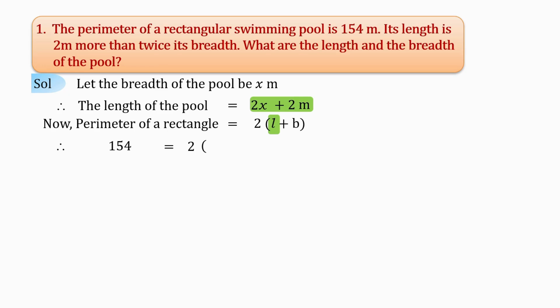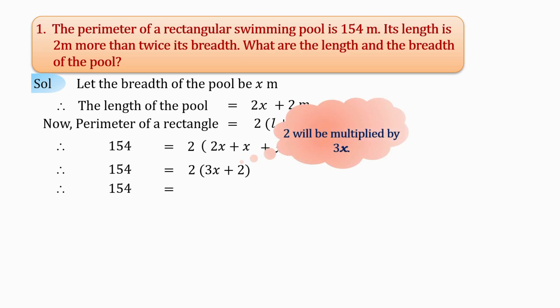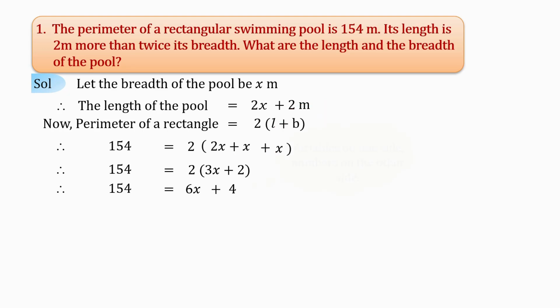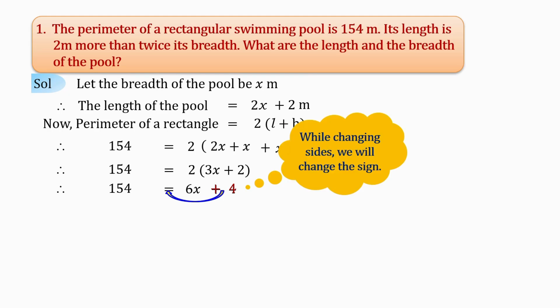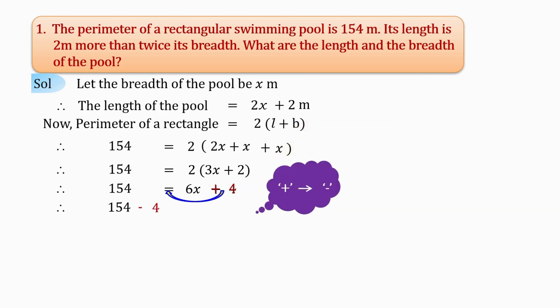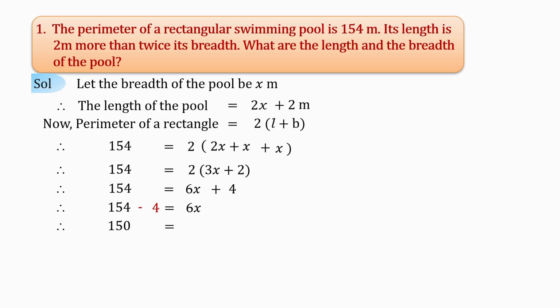now we are going to replace L with 2x plus 2. This will be 2x plus 2, not x. And width will be x. So 154 equal to 2 into (3x plus 2). Now we are going to open the brackets and multiply 2 with 3x and then with 2. Now we are going to change the sign. We'll shift 4 and change its sign, which comes 6x equal to 150.